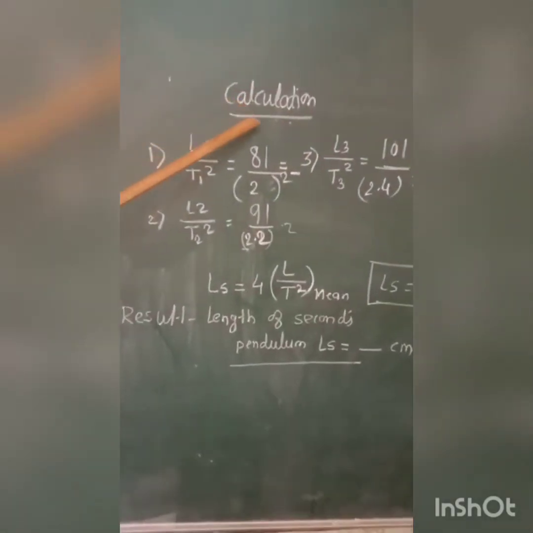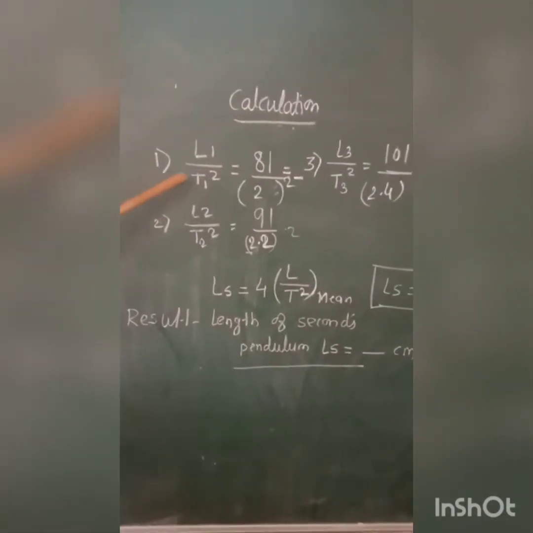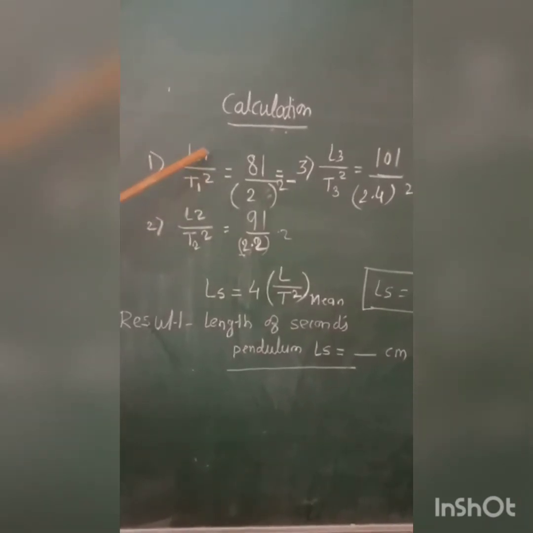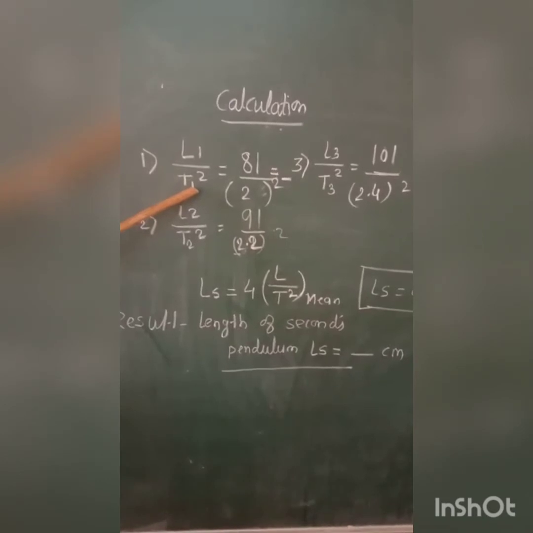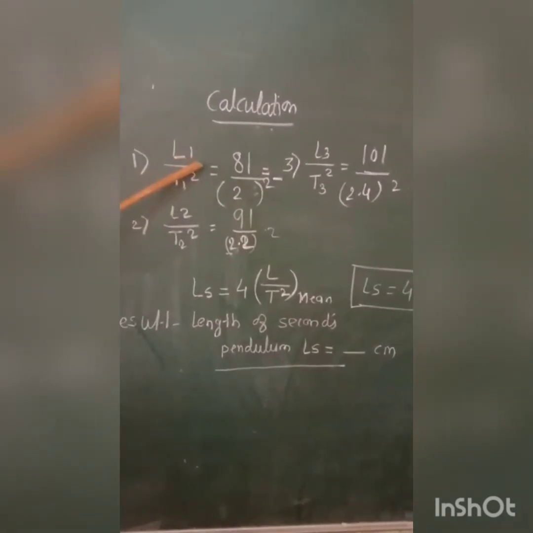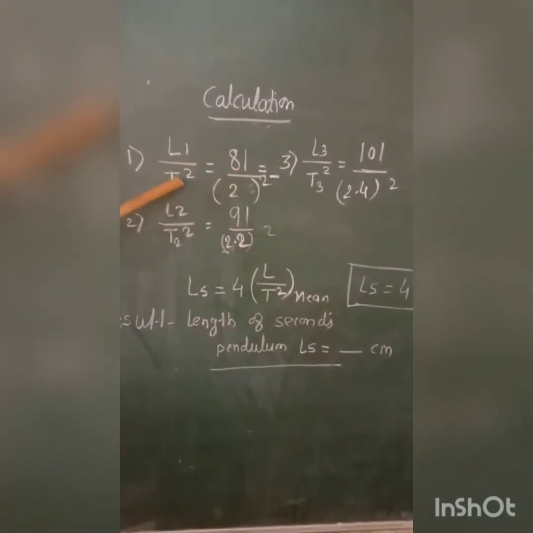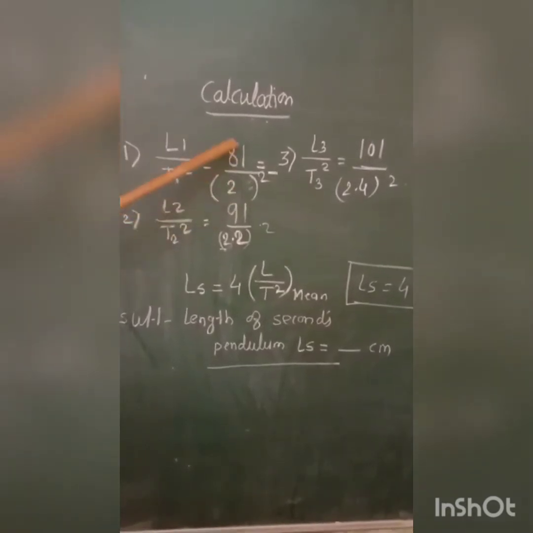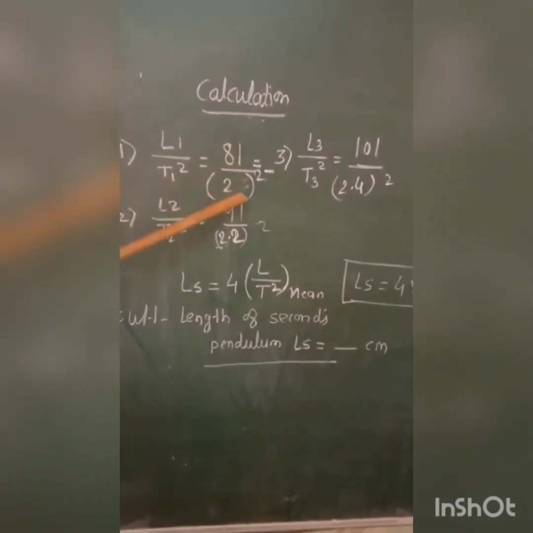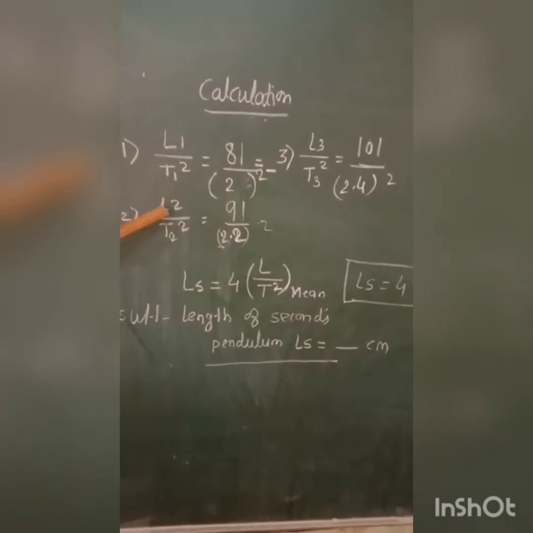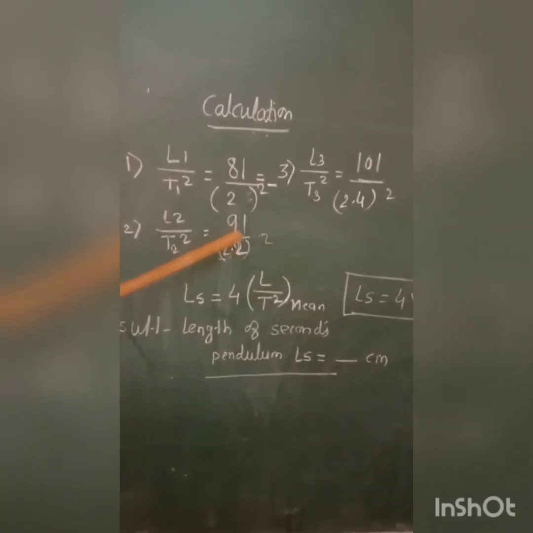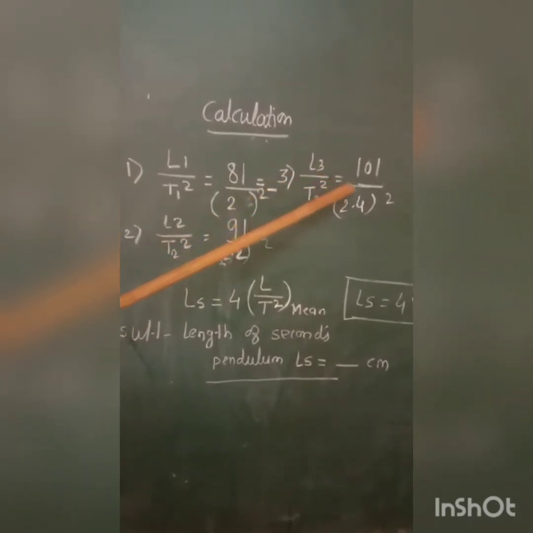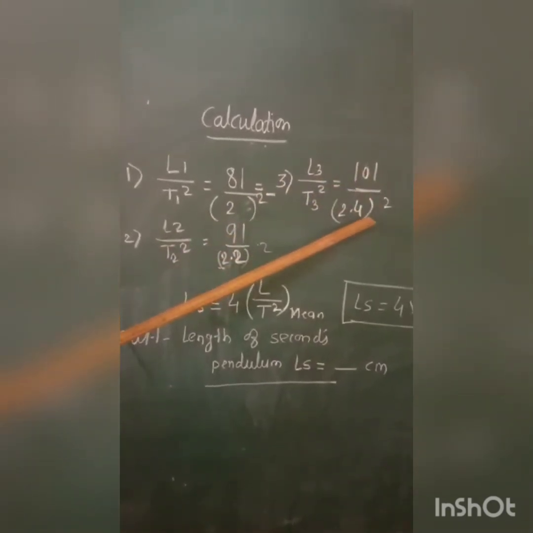See the part of calculation. Number 1, L1 by T1 square. L1 is the length of pendulum and T1 is the time period. We kept the length 81 and the time period we got was 2 seconds. So do these calculations, 81 divided by 4. Again, if you change the length to 91, we got the time period as 2.2 seconds. Again do these calculations, and again change the length to L3 and T3.